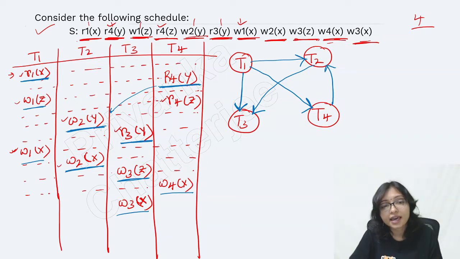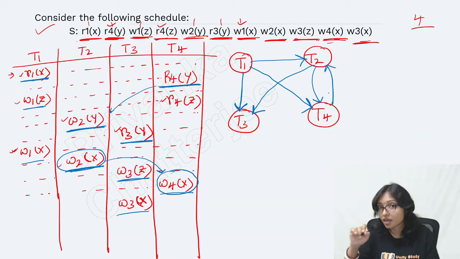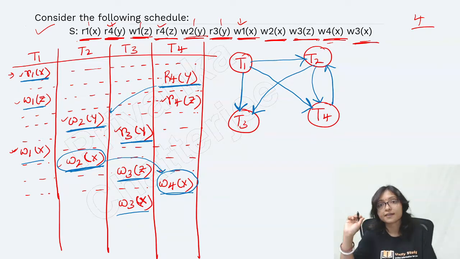You can see here is a write operation going on, and here also a write operation going on the same data, that is X. So for that there will be an arrow for T2 to T4 also. Now T2 to T4 is another arrow. It is creating a cycle.